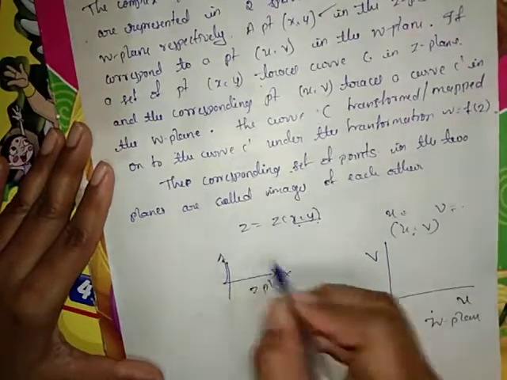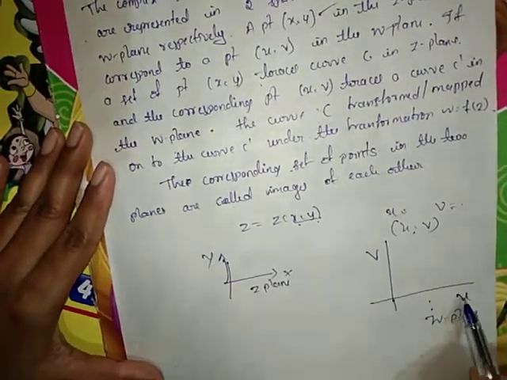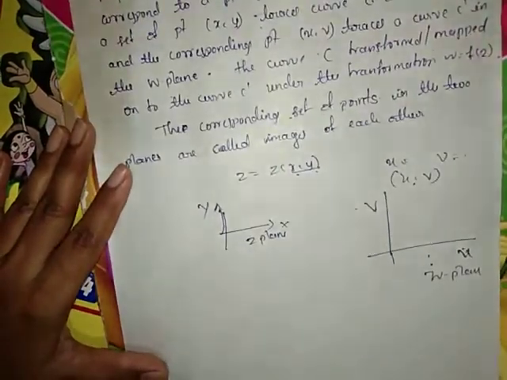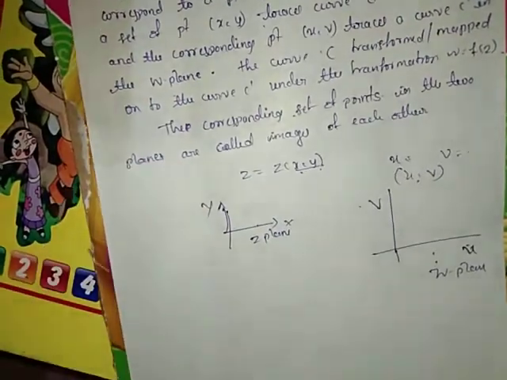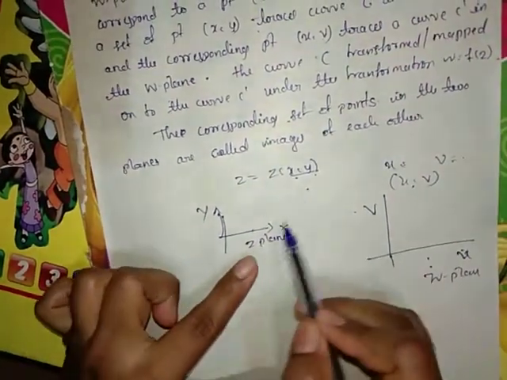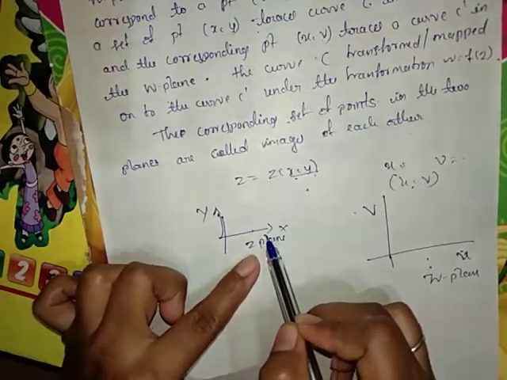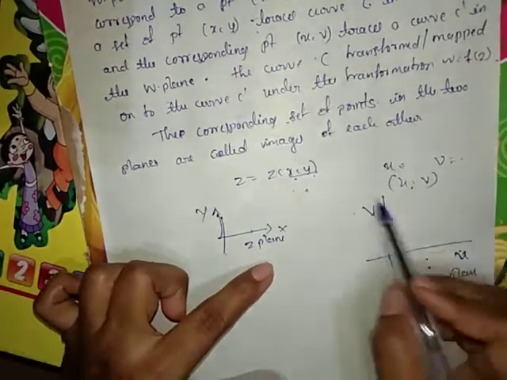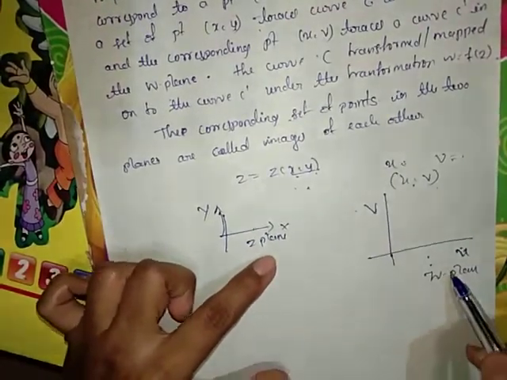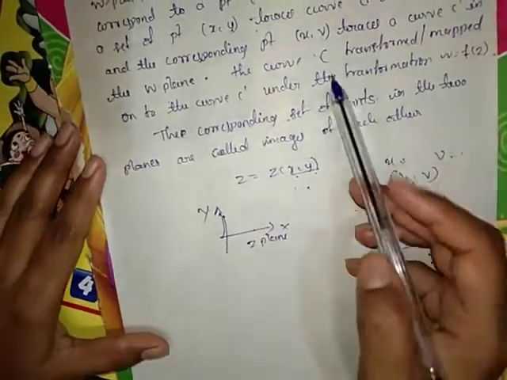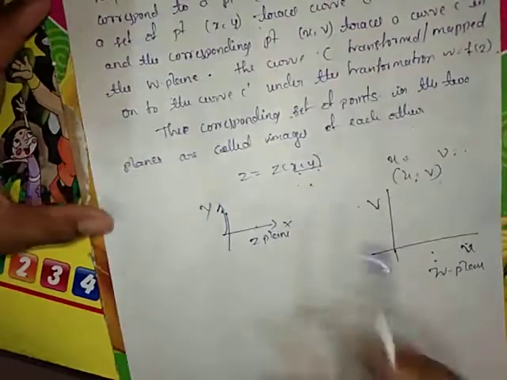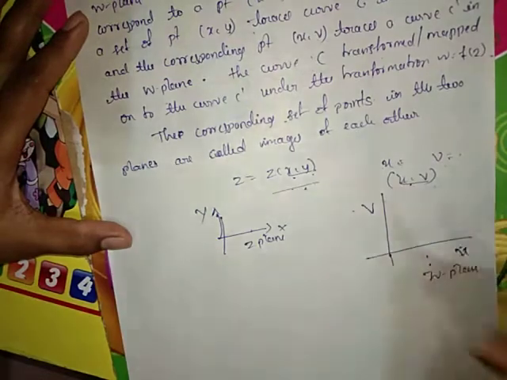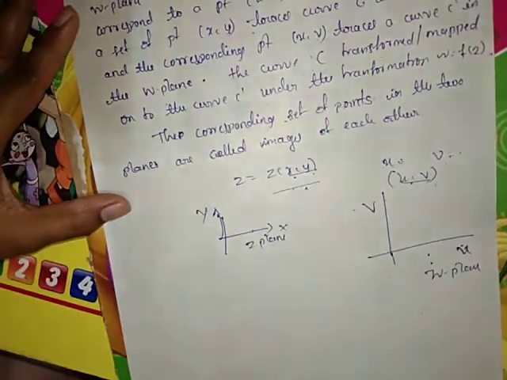In the z plane, coordinates are x and y. In the W plane, coordinates are u and v. U is the real axis, v is the imaginary axis. Similarly, x is the real axis, y is the imaginary axis. Using the points of x comma y, we draw the graph or the curve in the z plane. Now using these x and y, we can derive the u and v. Now from the set of the u and v, we derive the graph in the W plane. So the curve is transformed or mapped onto the curve C dash under the transformation W equal to f of z. So these set of points will be the images of each other.